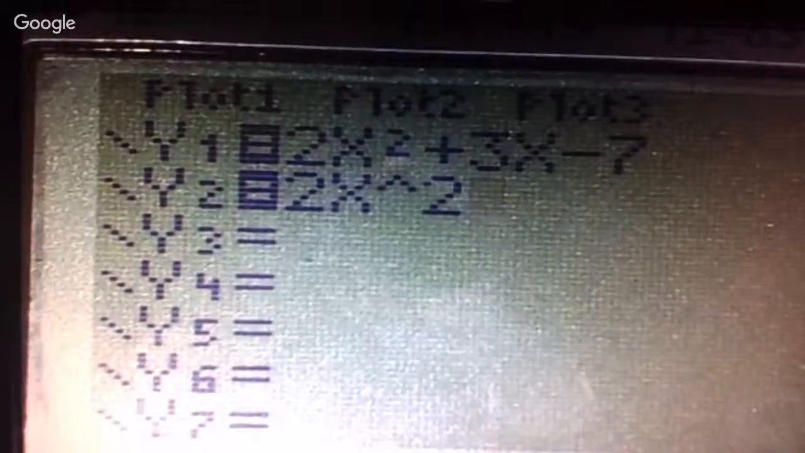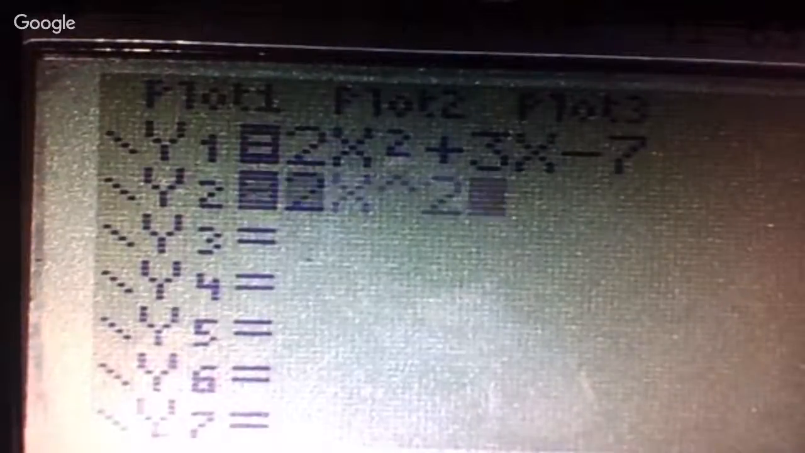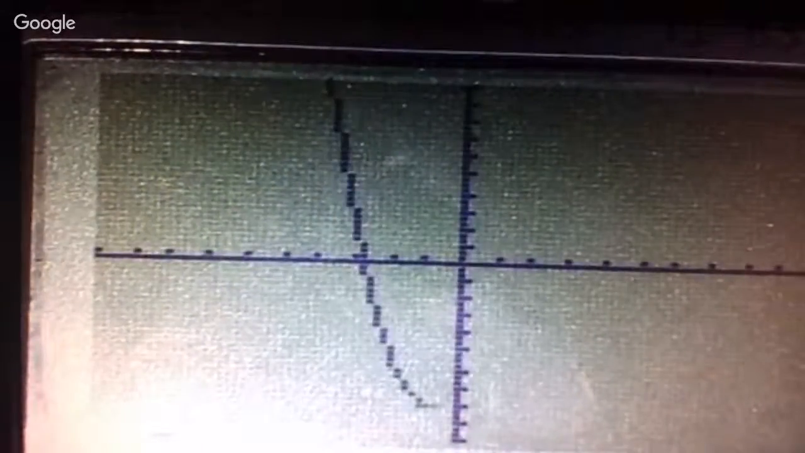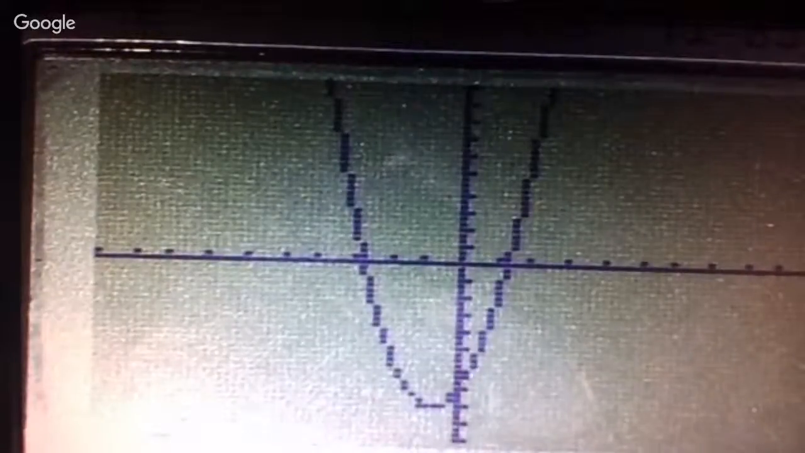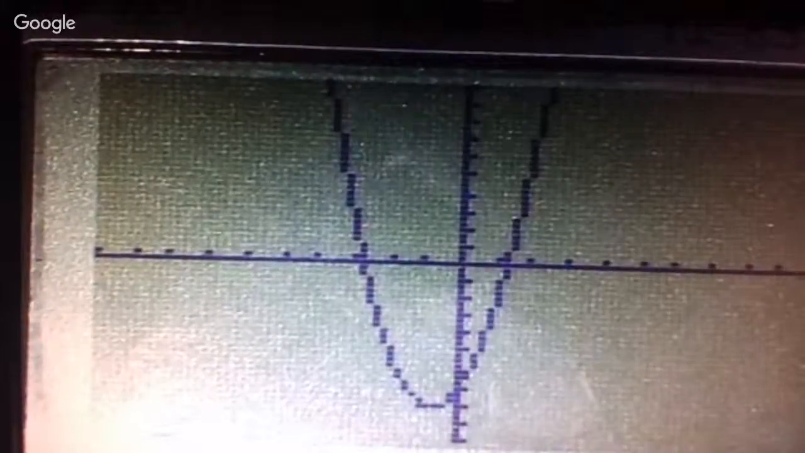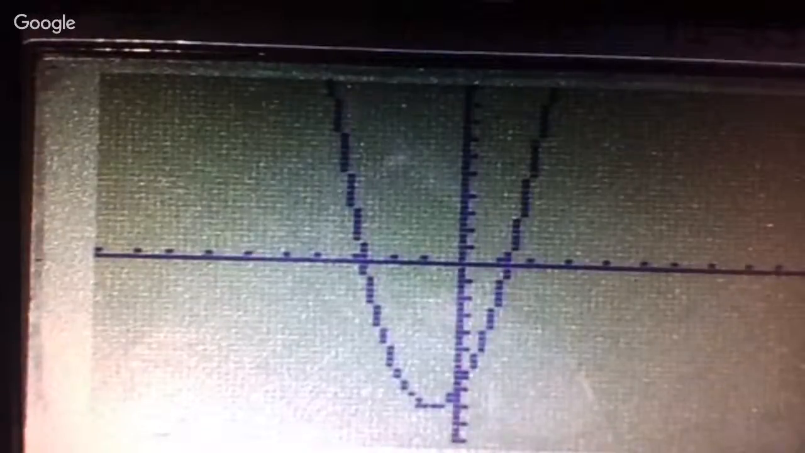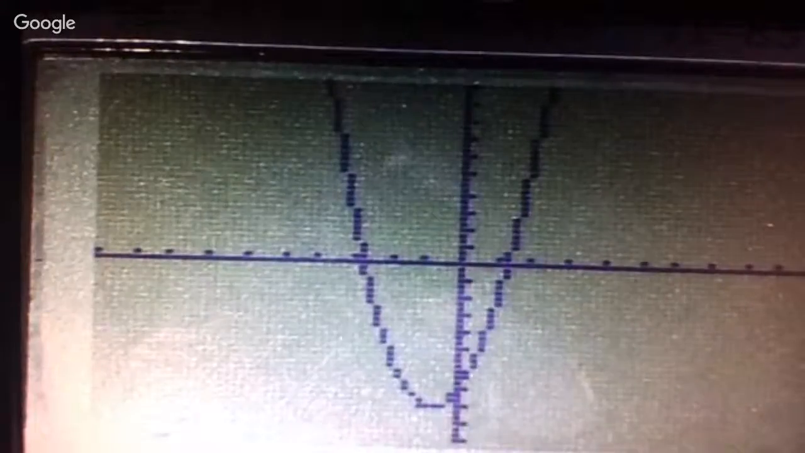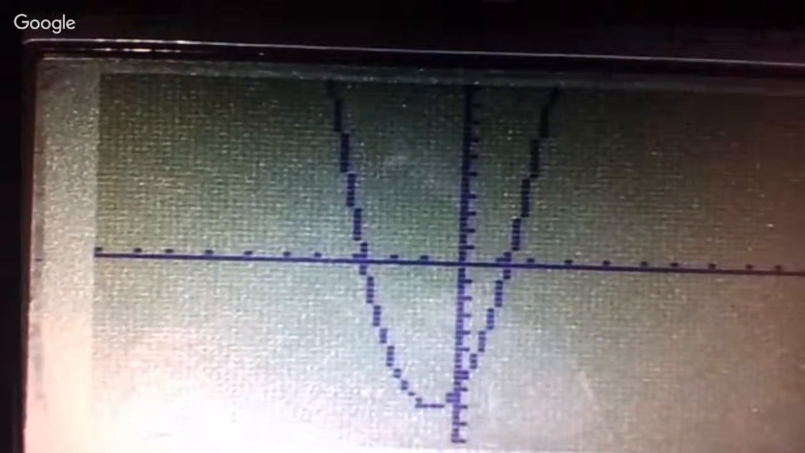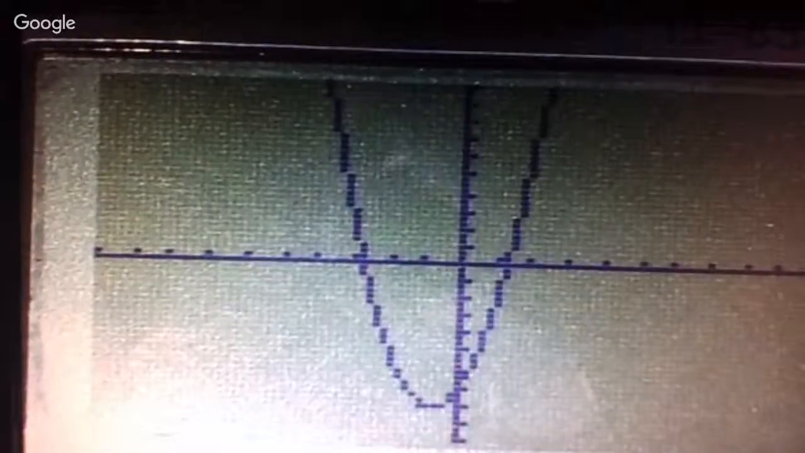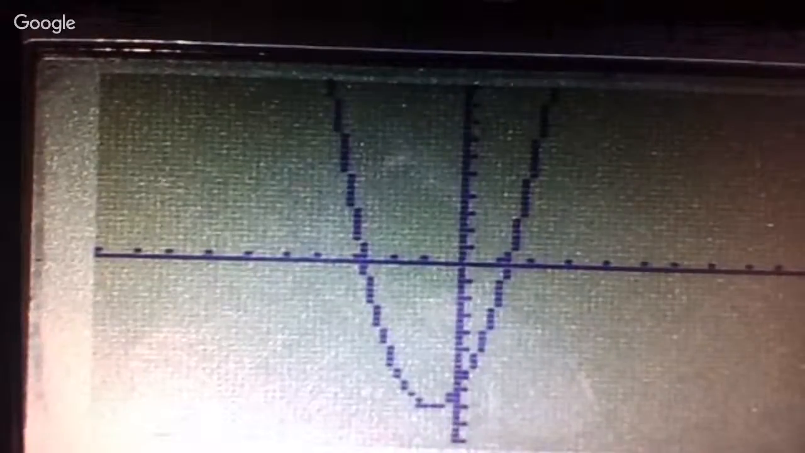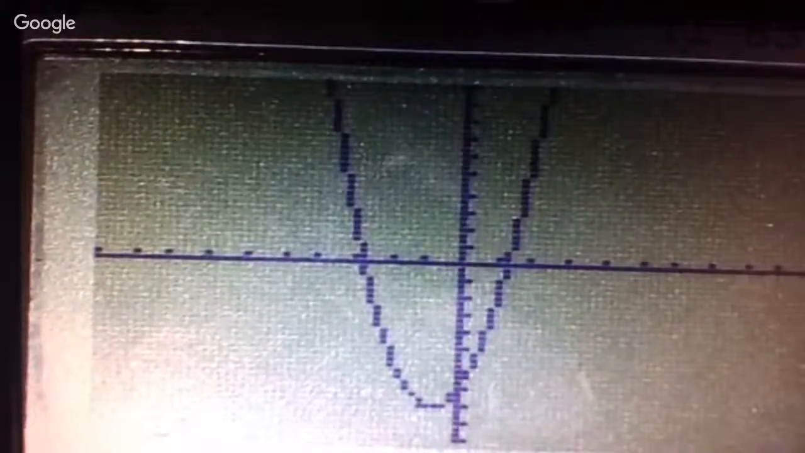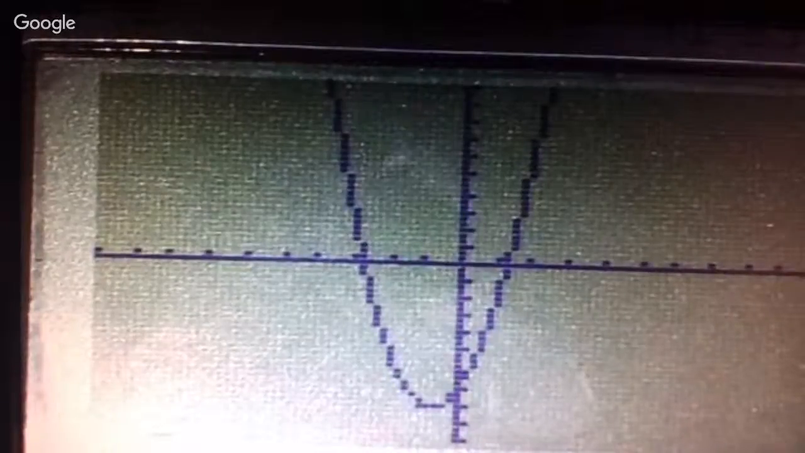Questions? All right, I'm going to clear that out, though, because I only want the one. So if you hit graph, it graphs it for you. Some things that you can see from the graph: vertex, what else do we know? We can find the axis of symmetry once we have the vertex. We have how many roots? 2 roots in this one.